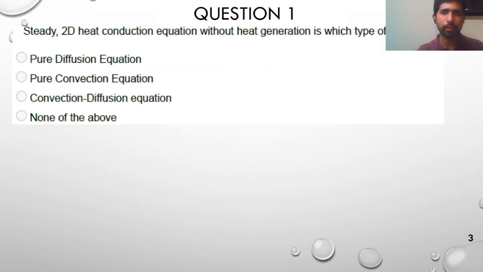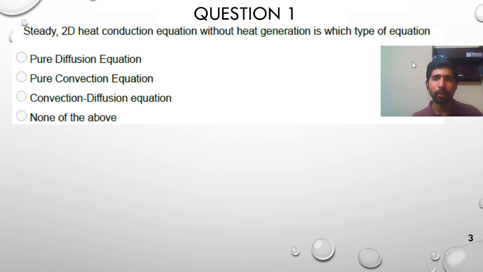So the first question is as follows: for the steady state 2D heat conduction equation which does not involve heat generation, they are asking which type of equation it is. I think I have discussed this in the revision also. Is it pure diffusion, pure convection, or convection diffusion? What should be the answer?